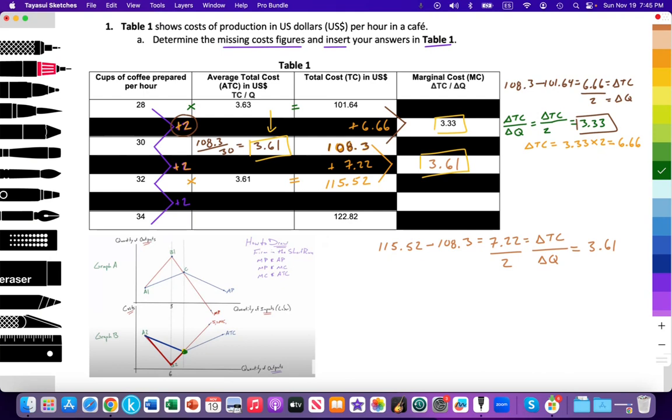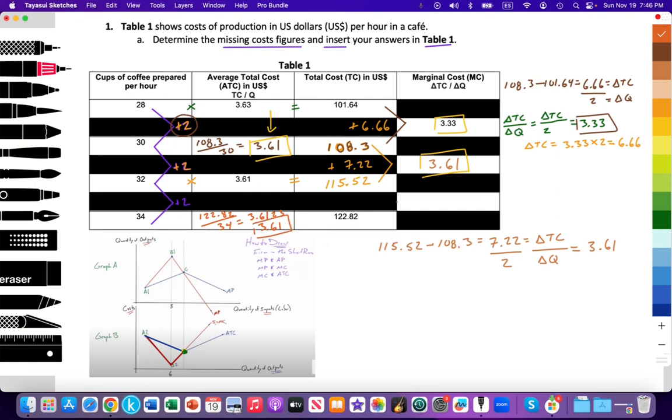So let's continue. The next data point is 122.82. So again, I can divide that by the quantity of output. 122.82 total cost of producing 34 cups of coffee divided by 34. That'll tell me the average cost per cup. That works out to 3.6123. But typically on the IB, they ask you to provide an answer up to the second decimal value. So we'll just keep it at 3.61 again.